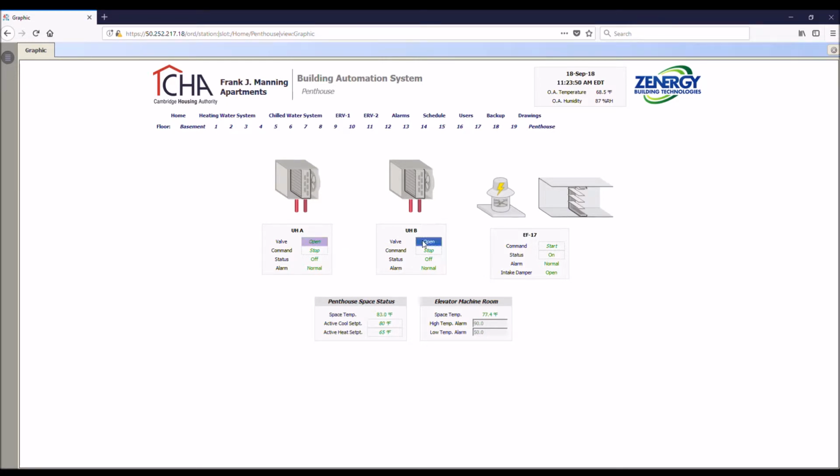In the penthouse, there's just some monitoring going on. Again, these are open just for balance. We're monitoring the space temperature in the mechanical room as well as the elevator machine room. The elevator machine room is just an alarm that, if it gets too cold or too hot in that room, we send out an alarm.